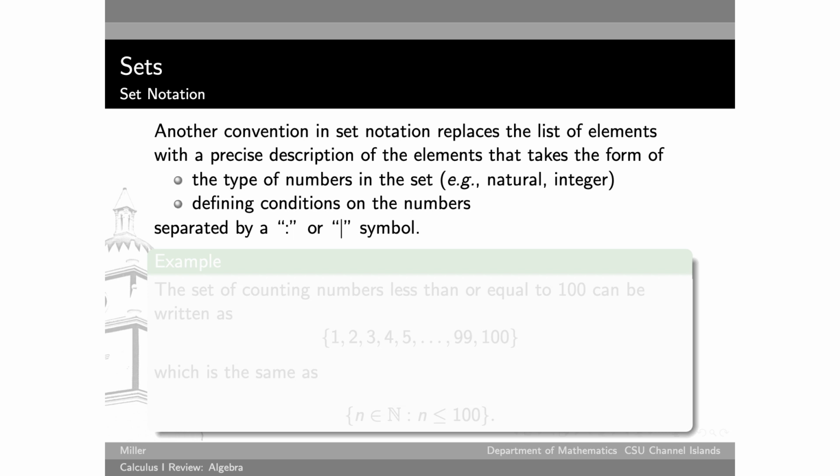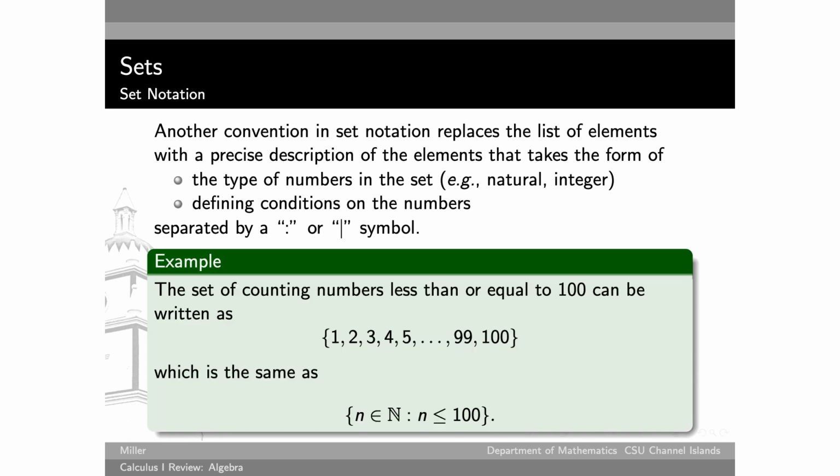Another convention in set notation replaces the list of elements with a precise description of the elements. This takes the form of the type of numbers in the set, for example natural numbers or integers, and then defining conditions on those numbers, separating these two by a colon or a vertical line symbol.